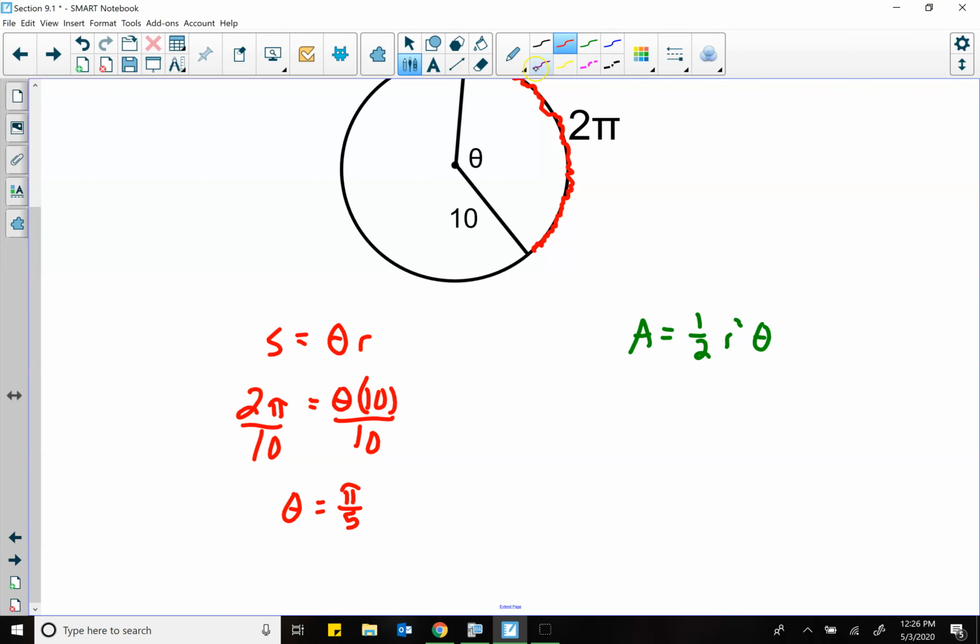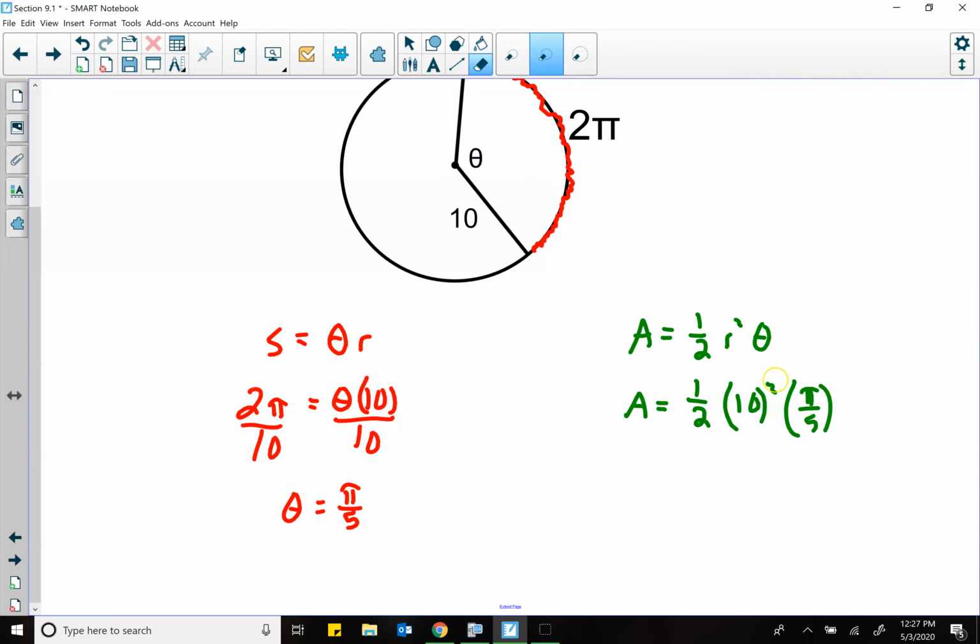So all we got to do now is take this information and plug it into our area formula and round accordingly if it tells you to round or keep it exact. So R is 10, and we're going to square that. And then our theta is pi over 5. If it wants you to round, then I would just plug this all into my calculator. If it wants your answer to be exact, because it seems like that since there's no decimals up here, then I would treat these as the fractions they are.